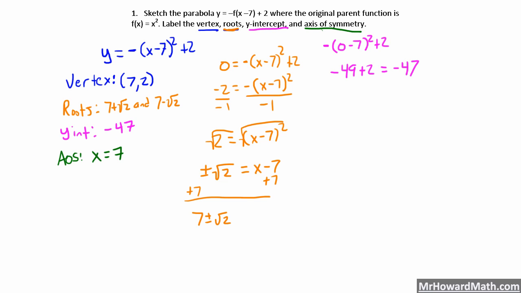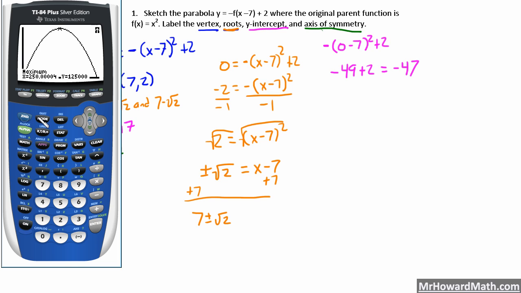So let's bring our calculator up quickly and actually get some decimal values for these two so we can really see where that's at. Okay, so 7 plus square root of 2 is that. I'm just going to bring that over here so it's easier to see. Well, actually, hold on. Let's do this one too.